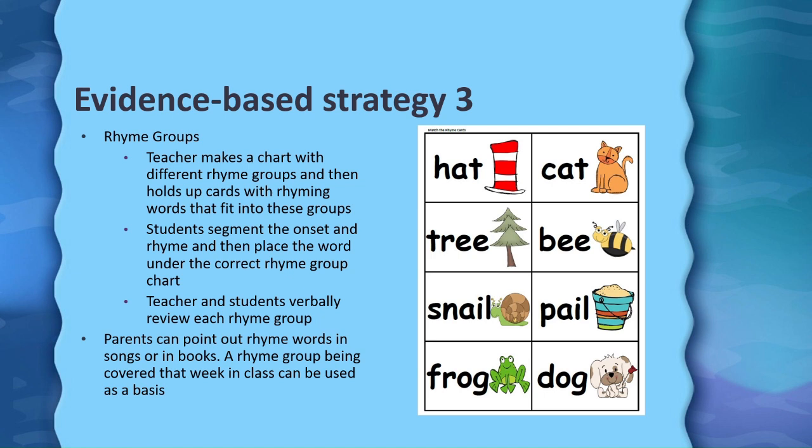One way to do this in home learning is parents can point out rhyme words in songs or in books, and then the rhyme groups being covered for that week can also be used as a basis. So for example, if the rhyme family is at, then when the child goes home, they can be asked to bring something that exists within that at family. So they can bring a cat toy, they can bring a hat that's in their closet, they can bring a baseball bat, just to further encourage that connection between the item and the language and how they connect.